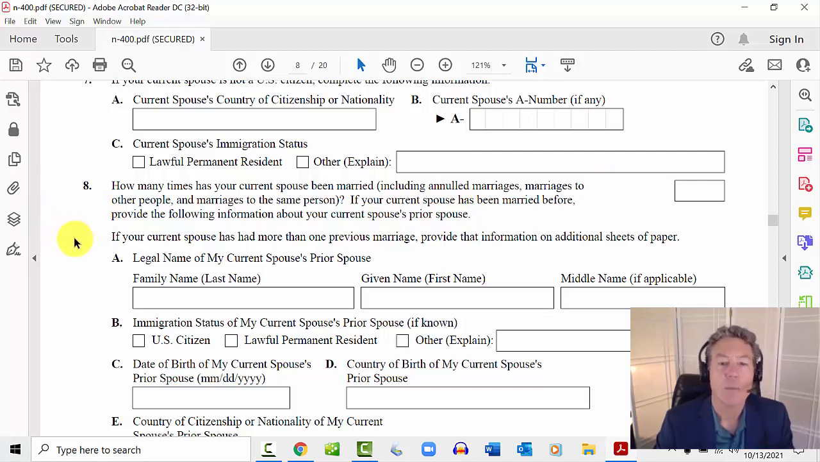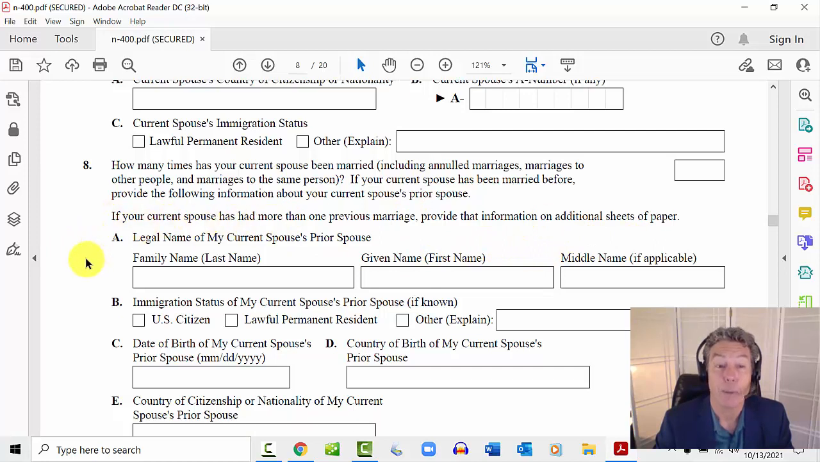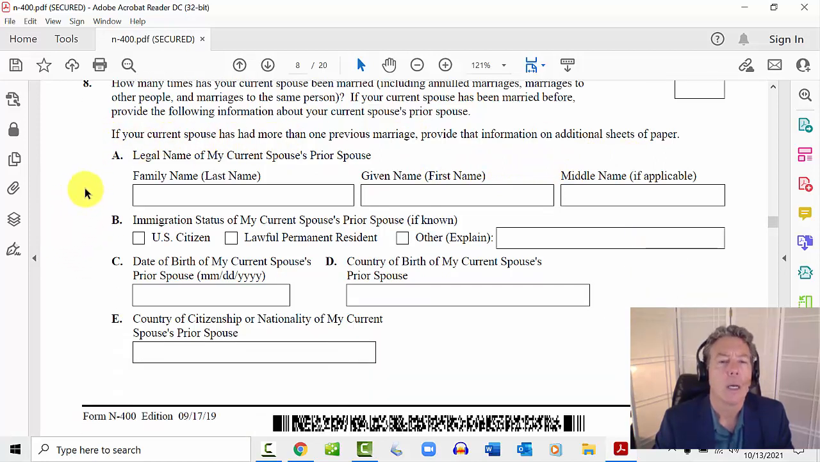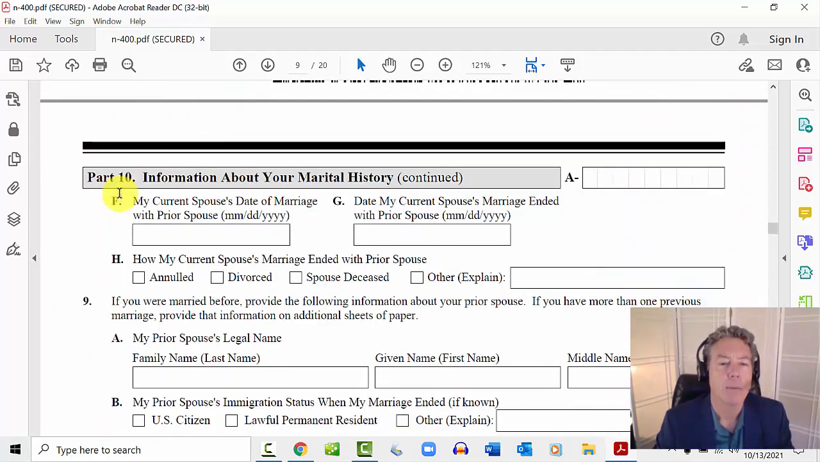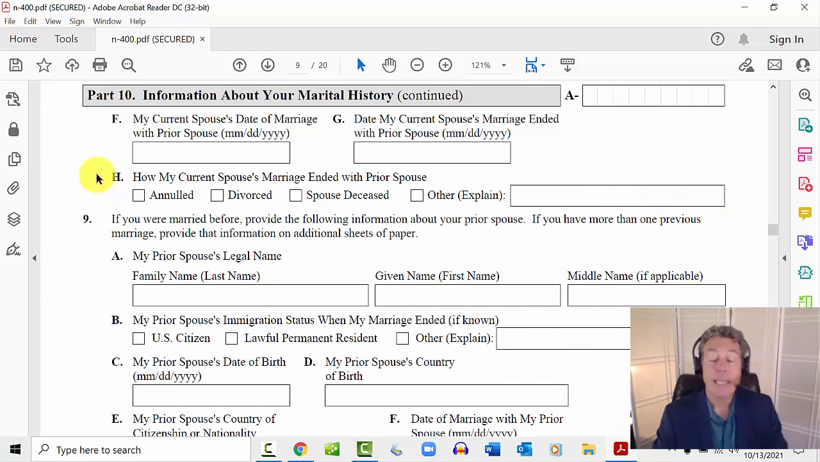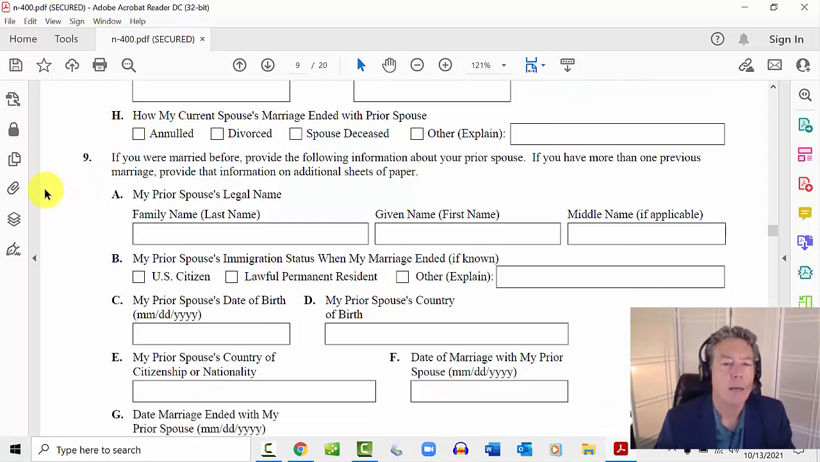Current spouse has more than one previous marriage. Provide that information on additional sheets of paper. Name of my current spouse's prior spouse, so they give you the one here to fill in, but more than that, then you're going to list those out. And this might tip them to good faith marriage, bad faith marriage. If the person's been married a lot, you might need to put more evidence that your marriage is actually a good faith marriage. How my current spouse's marriage ended with the prior spouse there.